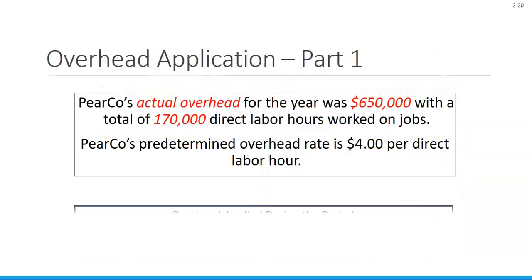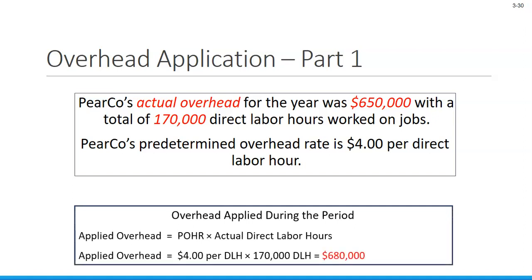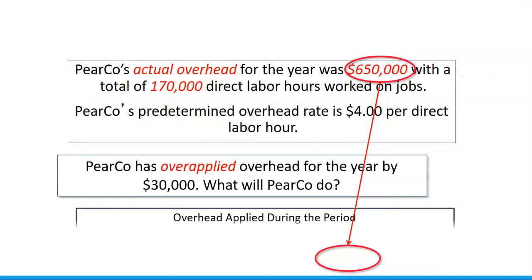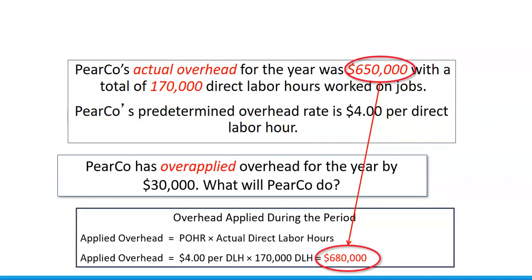So what do we do with that then? We have our actual overhead for the year was $650,000. We had 170,000 direct labor hours and a predetermined overhead rate of $4 per direct labor hour. So the overhead that was applied during the period is 170,000 times 4, or 680,000. Because that's 30,000 higher than our actual overhead, we end up with 30,000 in overapplied overhead for the period.